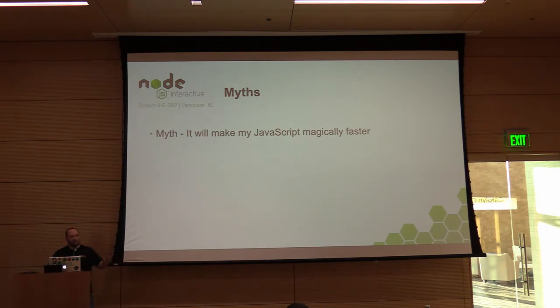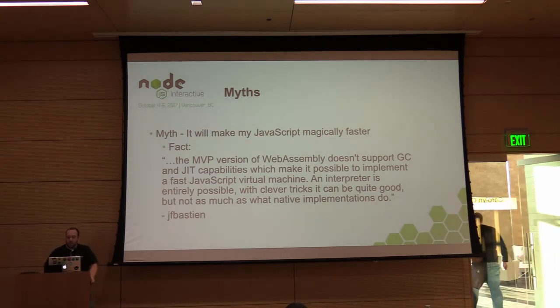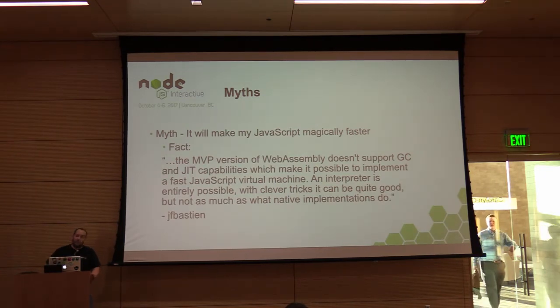There's not a compiler for JavaScript to WebAssembly. I mean, there might be, but JF Bastian, I don't know him, but smart guy on the internet said, the minimum viable product version of WebAssembly does not support garbage collection and JIT capabilities, which make it possible to implement a fast JavaScript virtual machine. An interpreter is entirely possible with clever tricks. It can be quite good, but not as much as what native implementations do.